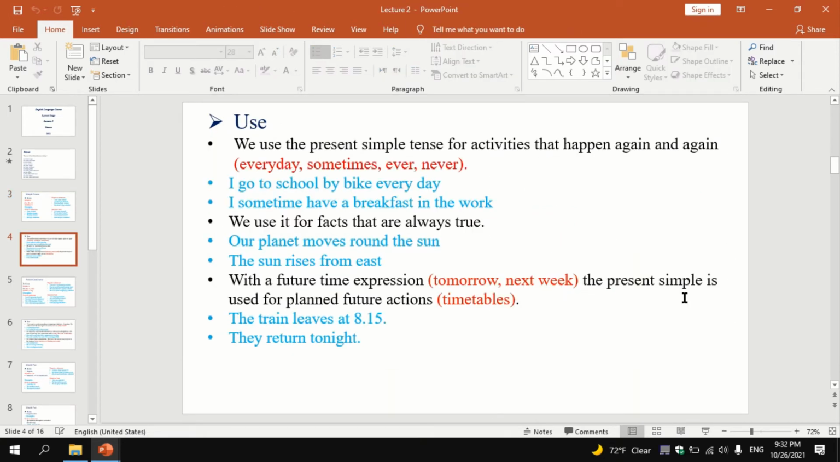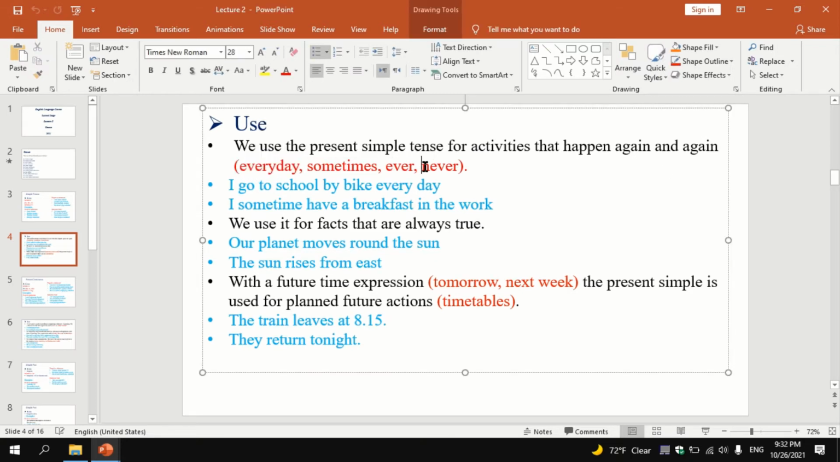When can we use this tense? We use the present simple tense for activity that happen again and again. These expressions, every day, sometimes, ever, never are used commonly with this tense. I go to school by bike every day. I sometimes have a breakfast in the walk.